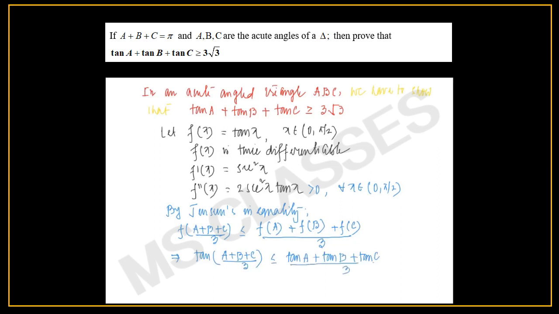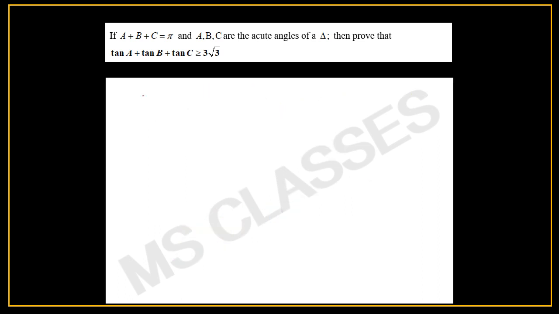Now we know that A plus B plus C is π, so it's π/3, so that is root 3. So we rearrange and we can write that tan A plus tan B plus tan C is greater than or equal to 3 root 3. And equality holds true if A equal to B equal to C equal to π/3.